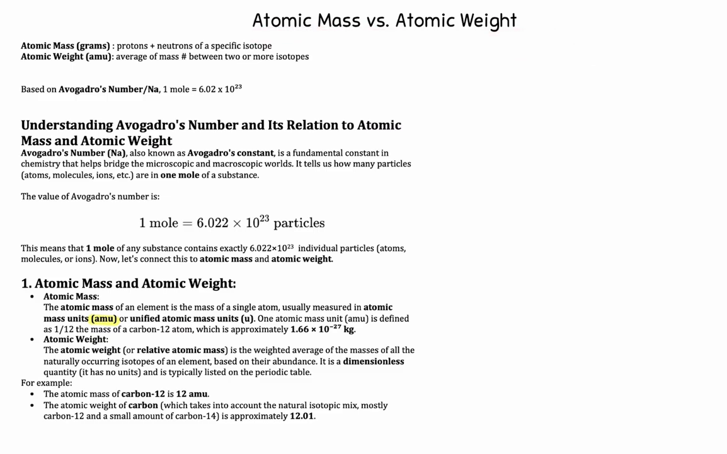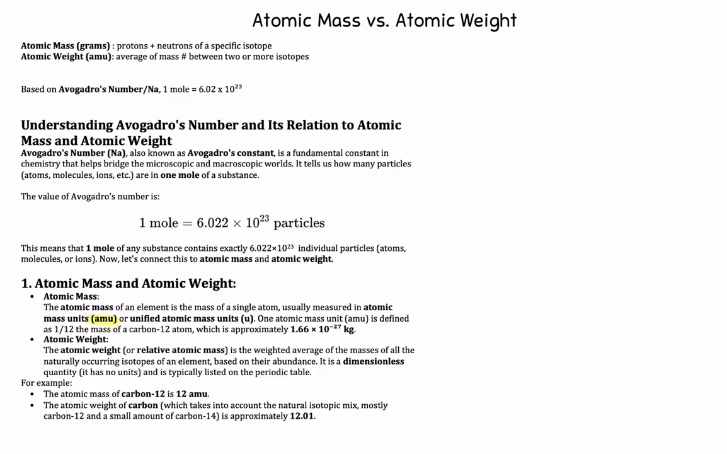Atomic mass versus atomic weight. It's important to understand that atomic mass is when you add the protons and the neutrons of a specific isotope. So isotope, remember, is just the same protons, different amount of neutrons. Atomic weight is the average mass number between two or more isotopes.